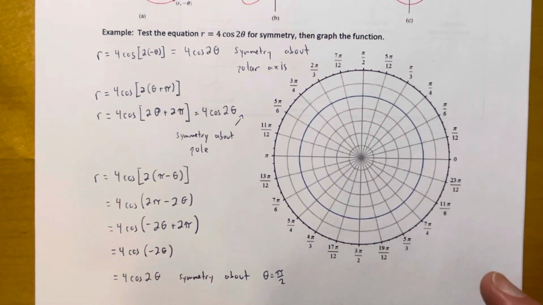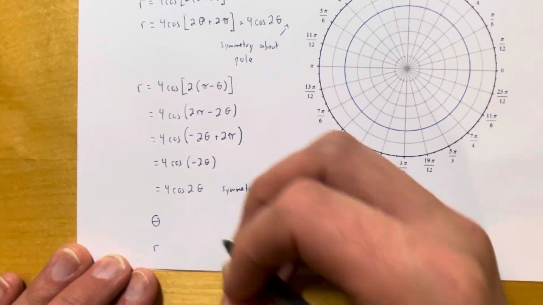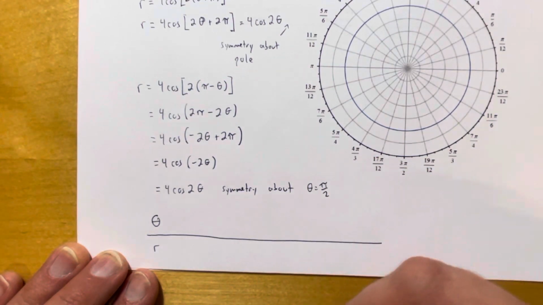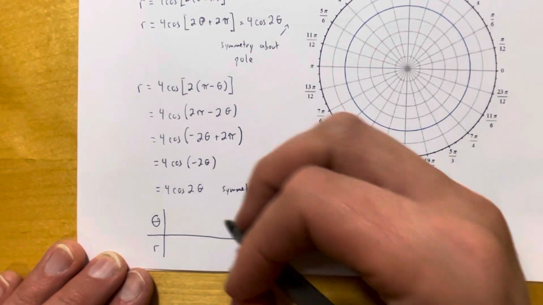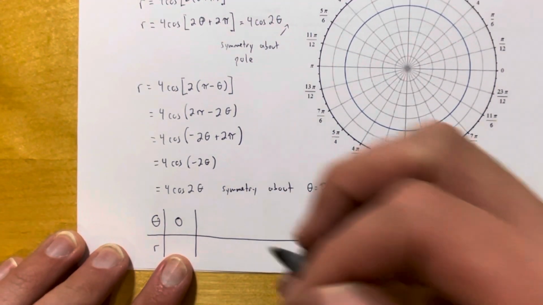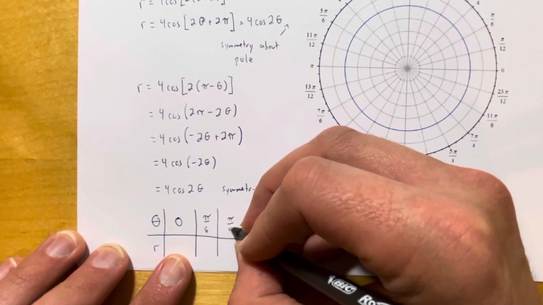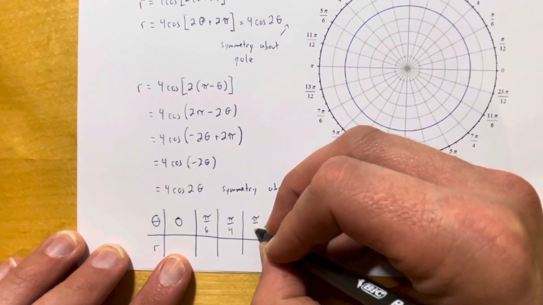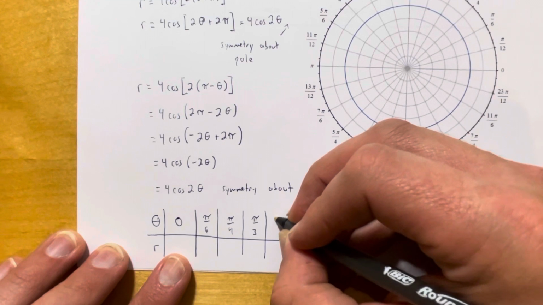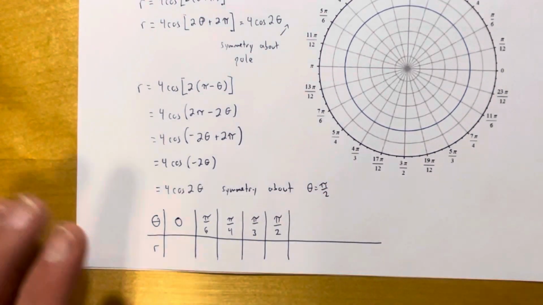And the reason this is nice is because it restricts the amount of things I have to plug in for theta to get a picture of what this graph looks like. So here's what I'm going to do. We're going to plug in some values for theta and some values for r. We're going to plug in a 0. What else should we plug in? Let's plug in maybe pi over 6, pi over 4, pi over 3, and pi over 2. And then, in fact, that's actually where I'm going to stop. Let's see what values we get when we do that.